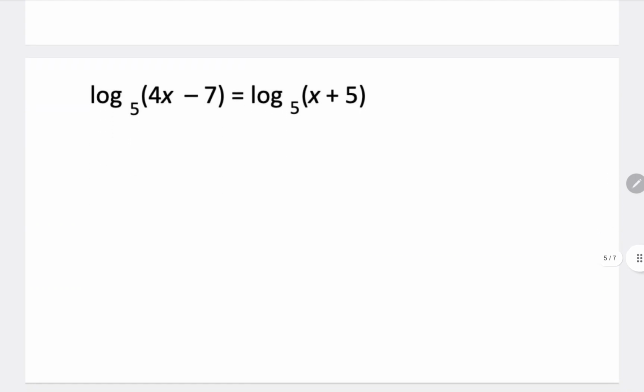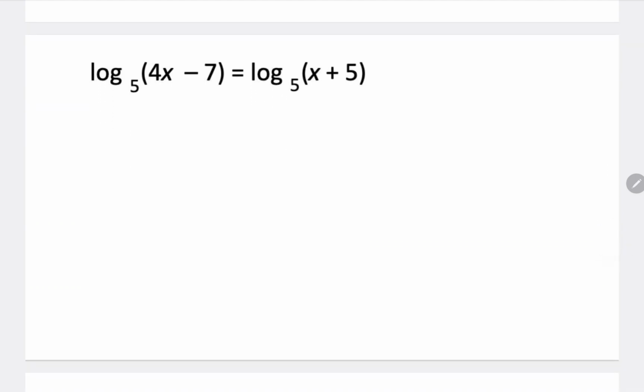We're going to switch gears now and talk about how to solve equations that have logs in them. So logs and exponential expressions are inverses of each other. So whenever we're trying to get rid of a log, the inverse of that is creating an exponential expression. In this case, we're trying to get rid of log base 5. So to do that, we're going to use an exponential expression that has a base of 5. And whatever you do to one side of the equation, you do to the other.